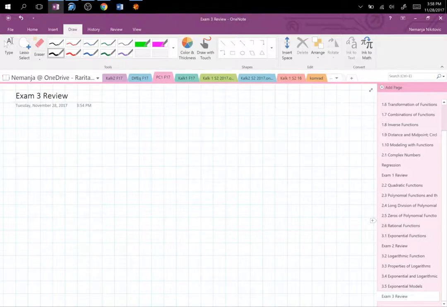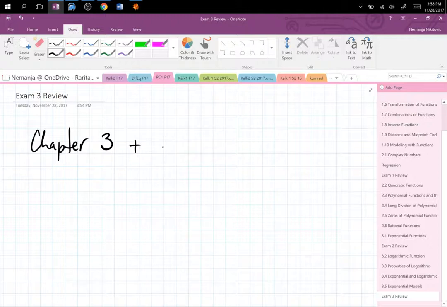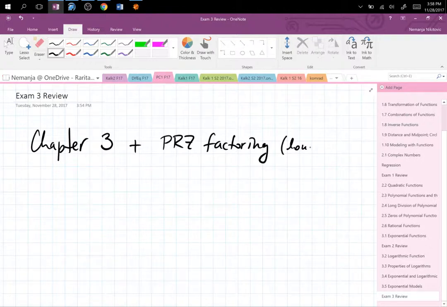So exam 3 is on chapter 3. And I am going to sneak one problem in. That's going to be that long problem that took a whole page, where you use the synthetic division and all, plus the PERS factoring. Long problem.